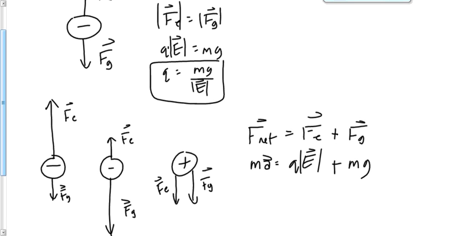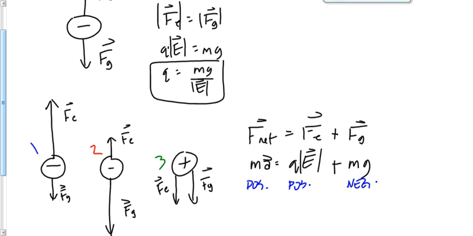Okay. In the first case here, we'll make this case number 1, this one case number 2, and this one case number 3. In the first case, the electric force would be positive. The gravitational force would be negative. Gravity is negative because it's downward. The electric force is upward, so it's positive. And the acceleration, and therefore the net force, would be positive because the upward force is bigger than the downward force.